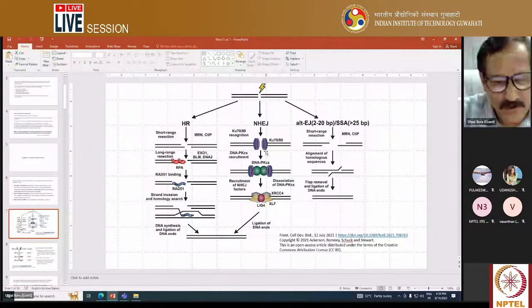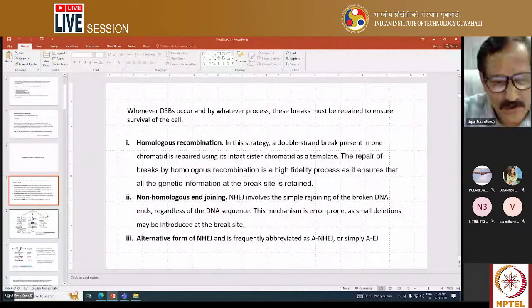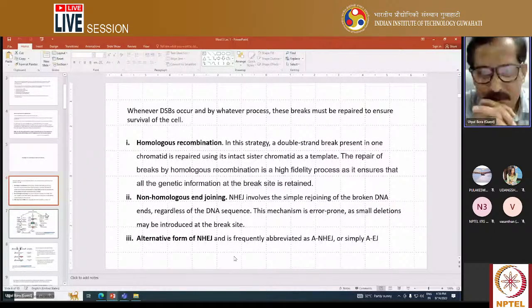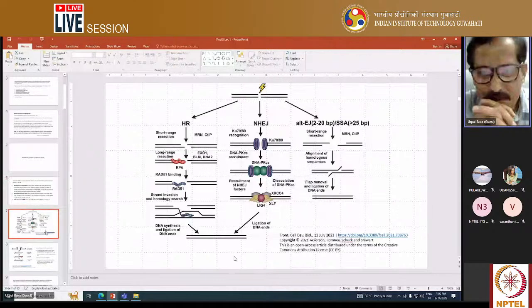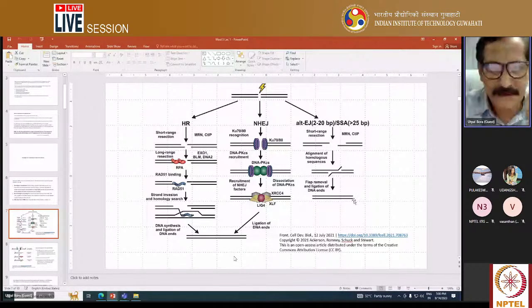The third form is the alternative form of the non-homologous end joining. Here the difference, you can see, is that there is a short range resection, and due to this afterwards there's an alignment of some homologous sequences, and there is a flap removal and ligation of the DNA ends. You can clearly see the repairing mechanism and also the factors involved in each pathway are different. So this is in brief the differences between homologous, non-homologous, and alternative NHEJ.